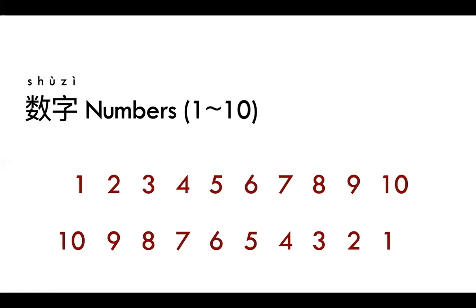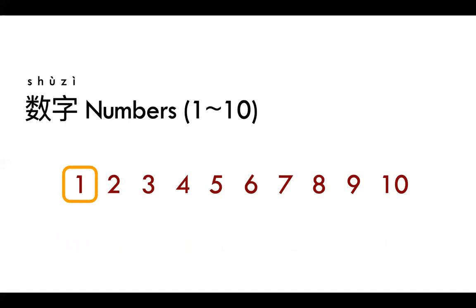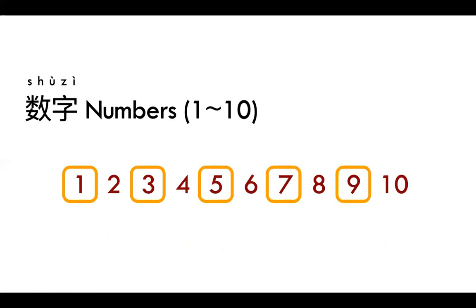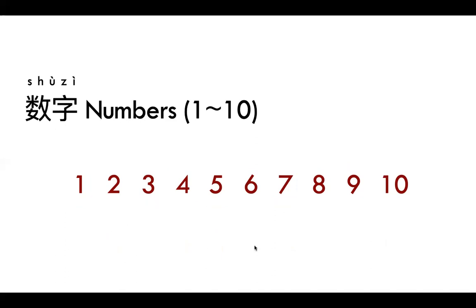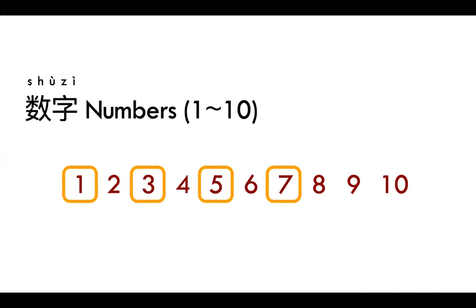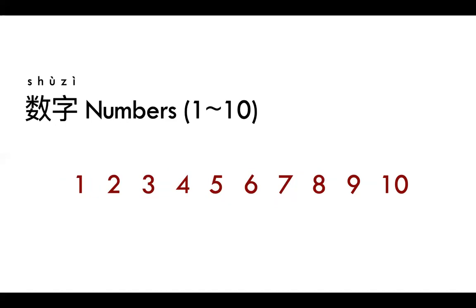Okay, now let's play with our numbers for some more. This time, we're going to count the odd numbers. Are you ready? Let's go. 1, 3, 5, 7, 9. Let's try that again, but this time a little bit more quickly. 1, 3, 5, 7, 9. Great. And this time the even numbers.